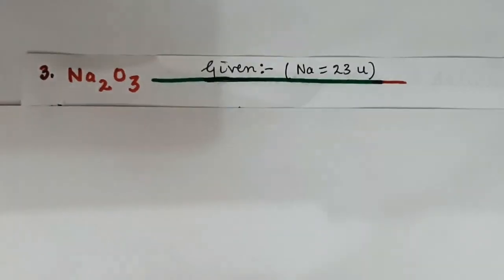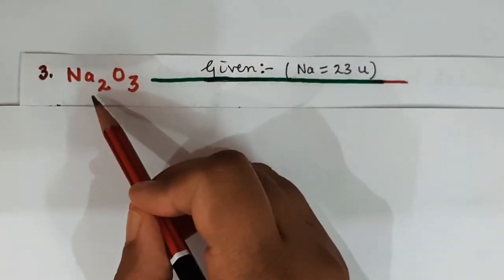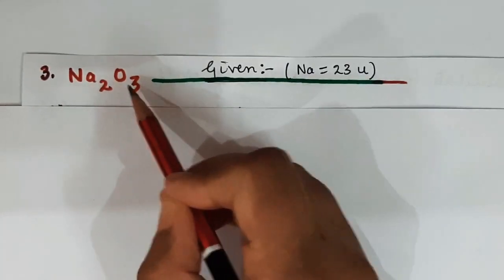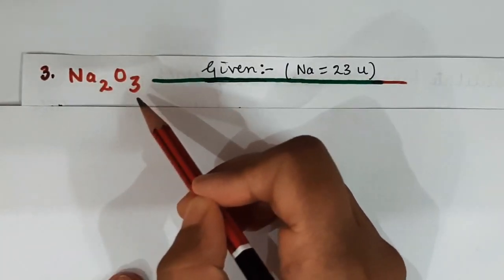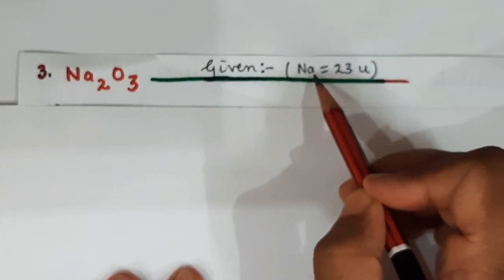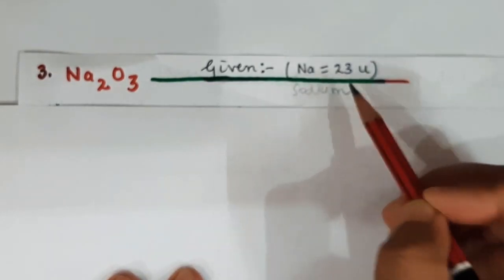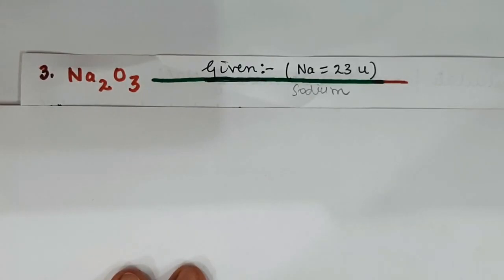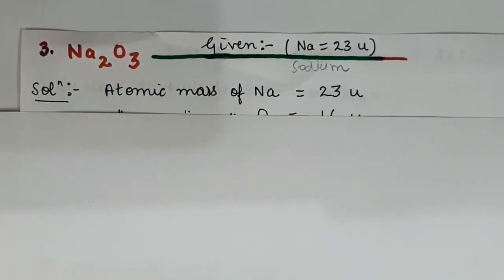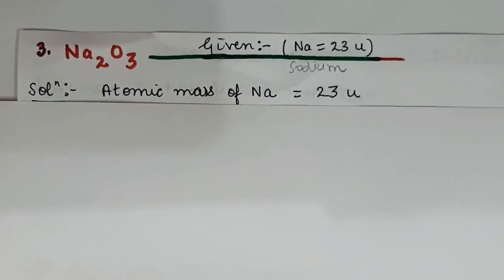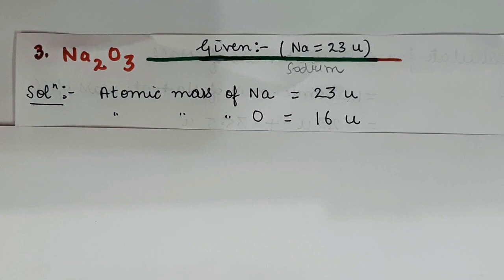Okay. Let us take one more example. Calculate the molecular mass of Na2O3. You are given the atomic mass of Na, that is sodium. You have been given the atomic mass of sodium in the question. So how to calculate the molecular mass? Atomic mass of sodium is given 23 U. Then atomic mass of oxygen, you know, that is 16 U.